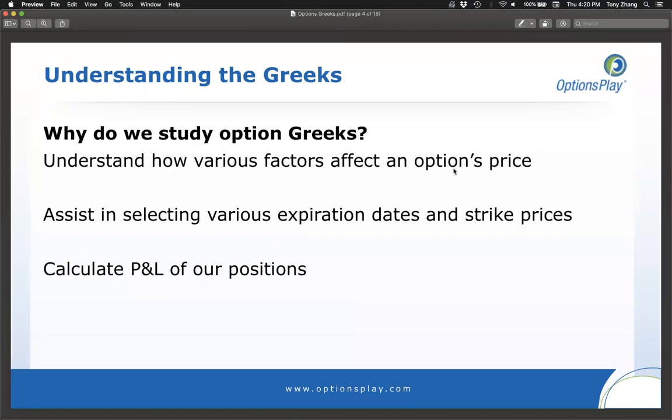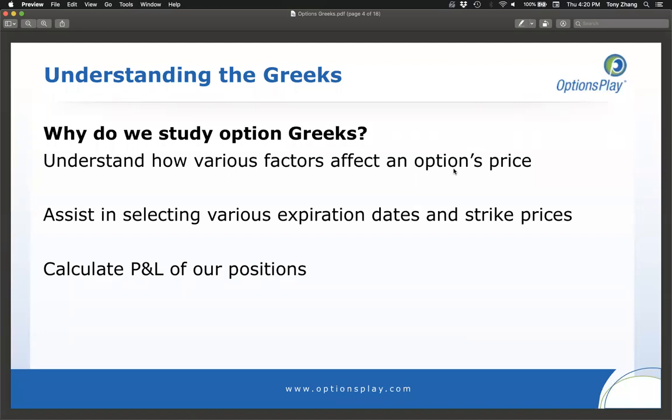So let's start by talking about understanding the Greeks and why we study option Greeks. First and foremost, the reason that we study the Greeks is because there are a lot of things that influence the price of an option. Whether you're buying an option and you want that option to go higher, or selling an option and you want that option to go lower, there are various factors that affect that option's price. Studying the Greeks helps us understand what those factors are so that we can understand what we can expect to happen in the future.